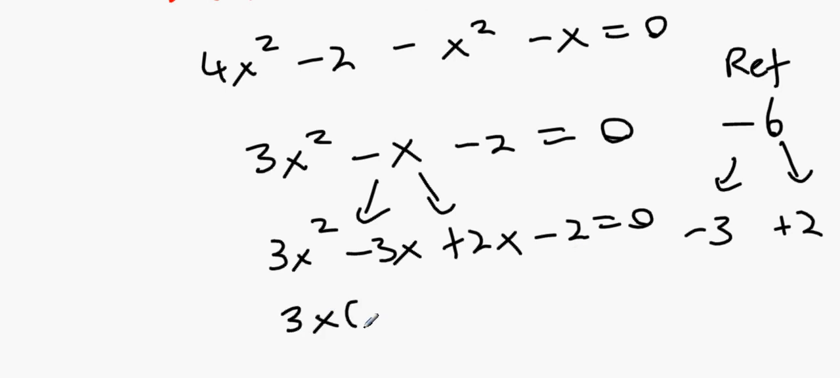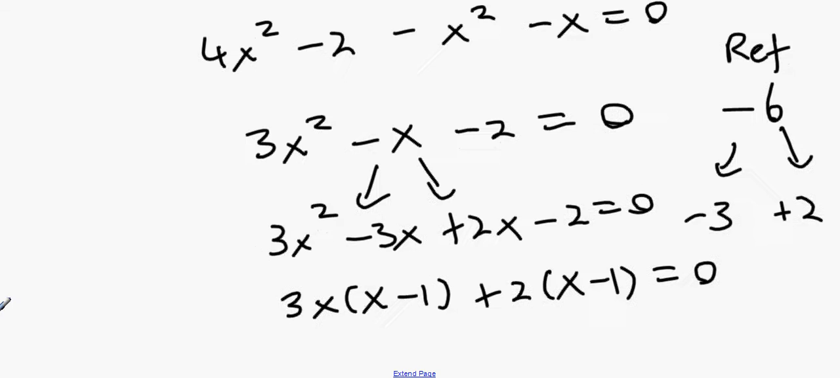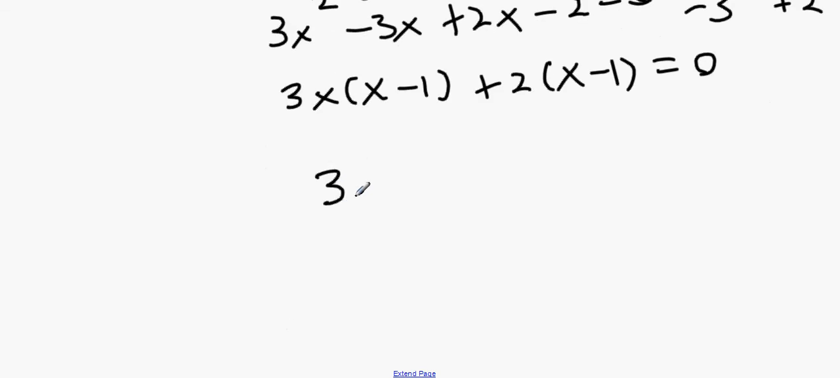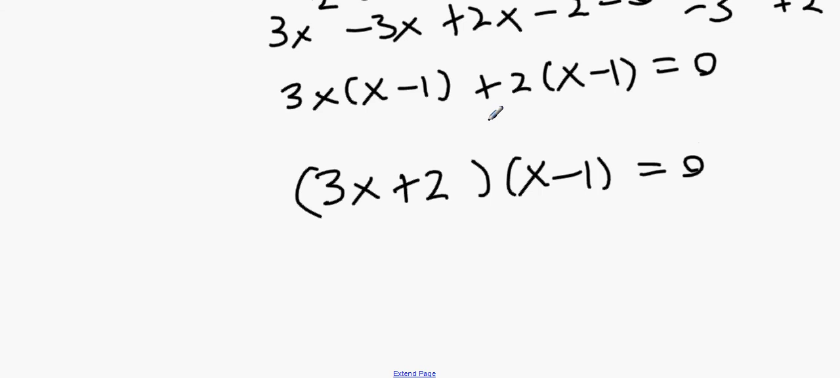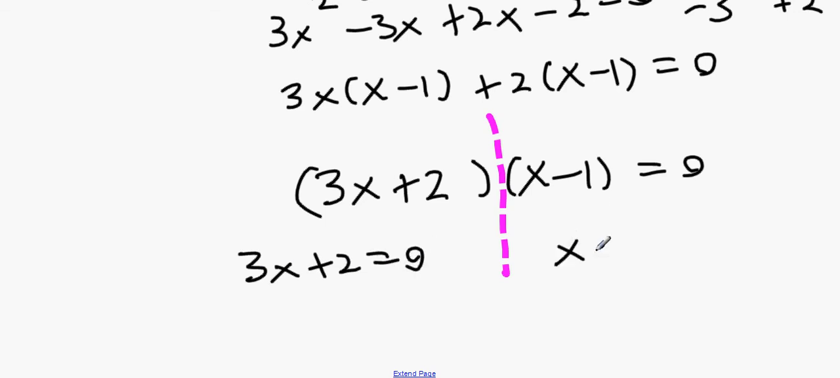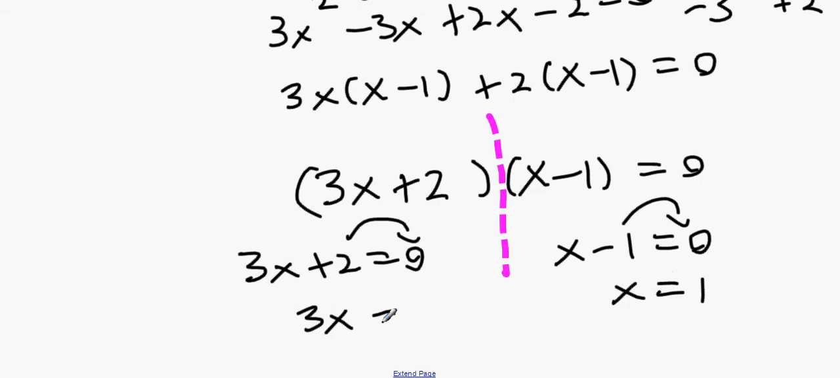3x into x minus 1 plus 2 into x minus 1 equals 0. And what we're going to get here is 3x plus 2 into x minus 1 equal to 0. Put the dotted line here. Either the first bracket equals 0 or the second bracket equals 0. And we get, when you bring it over to the other side, x equals 1. Or we get, bring over 2 to the other side, so we get 3x equals minus 2. X equals minus 2 over 3.